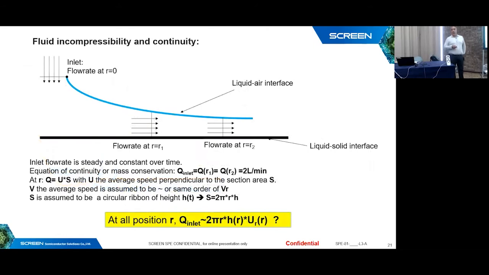So now we want to be sure that the conservation of the flow rate is verified along the radius. So we just check with this small sketch. You can see that the film, the liquid thickness is decreasing with time and the radius. It means that the flow speed has to accelerate. So we want to check if we have this relation that the product of the radius, the thickness, and the radial speed is constant over the wafer.